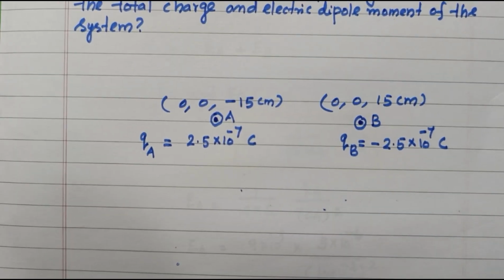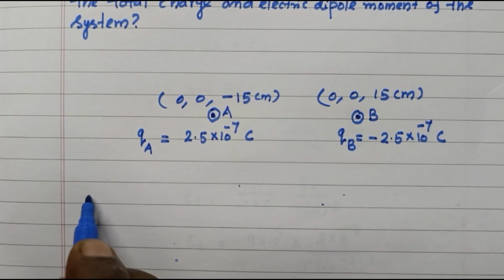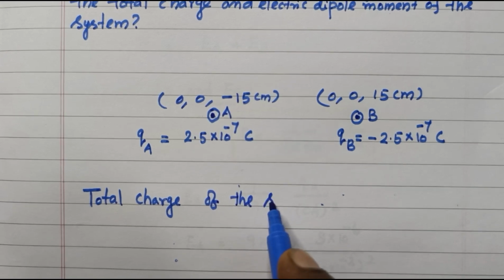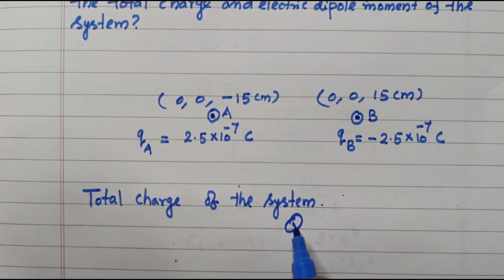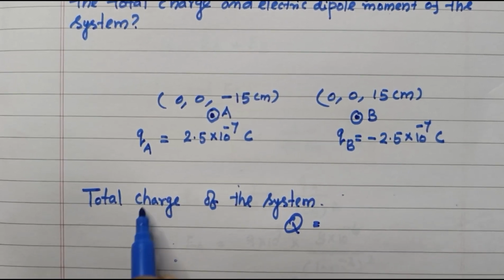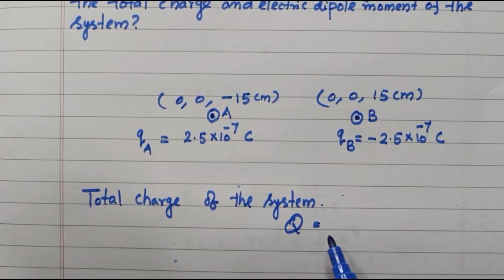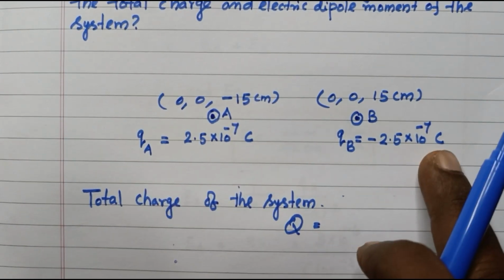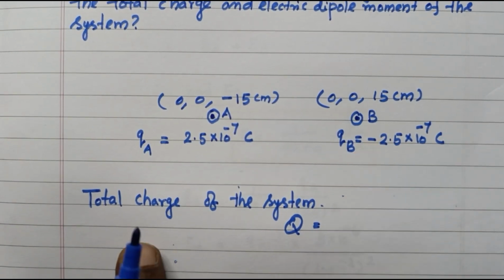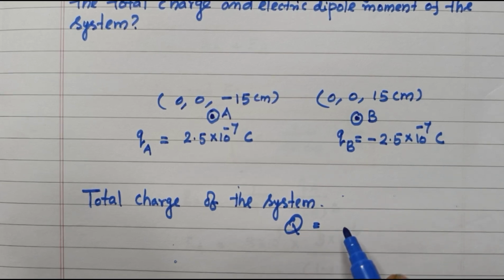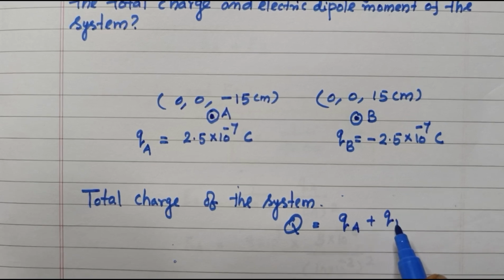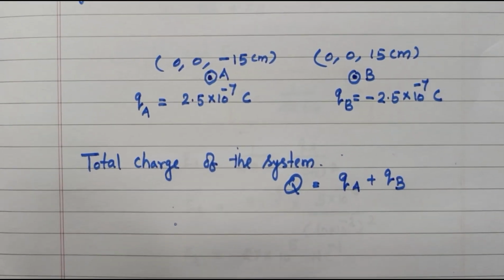So let us find the total charge of the system. Total charge of the system Q is equal to, total charge of the system is the summation of all the charges present in the system. இந்த சிஸ்டமில் என்னென்ன சார்ஜஸ் இருக்கோ அந்த சார்ஜஸ் எல்லாத்தையும் நம்ம சம் பண்ணோம்னா that is the total charge of the system. So what are the charges? The charges are QA and QB in the system. So QA உடைய வேல்யூ தெரியும், QB உடைய வேல்யூ தெரியும்.